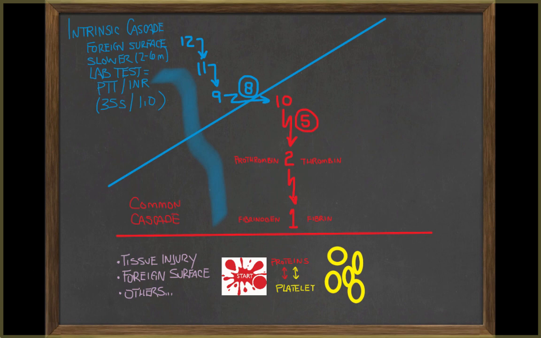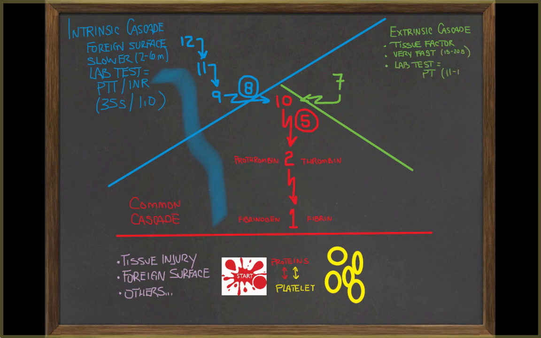The other initiating cascade is called the Extrinsic Cascade. It's initiated by tissue factor, and it is much faster. It's only one plasma protein long, factor 7, and it can be monitored with a lab test called the PT, or the prothrombin time, which lasts about 11 to 15 seconds. That PT test evaluates the entire extrinsic cascade from 7 on down to 1.